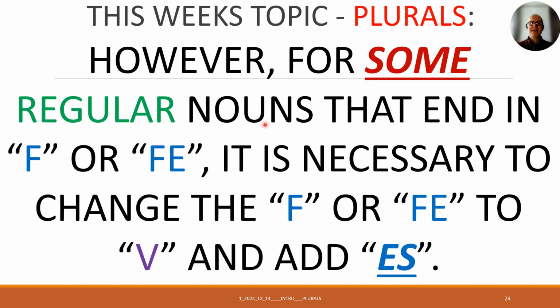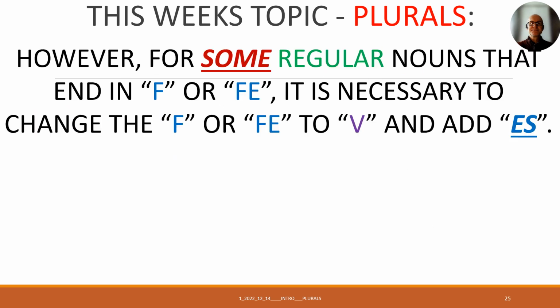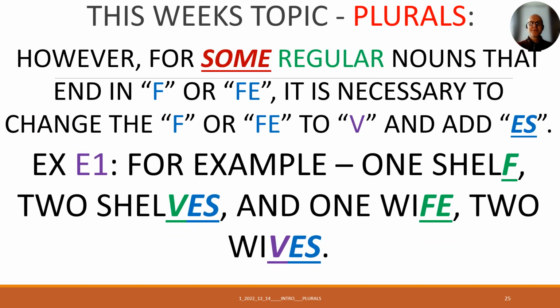However, for some regular nouns that end in F or FE, it is necessary to change the F or FE to a V and add ES. For example, shelf becomes two shelves. So you've dropped the F, changed it to a V and added ES. Another example is wife becomes two wives. Drop the F, change it to a V and add the ES.